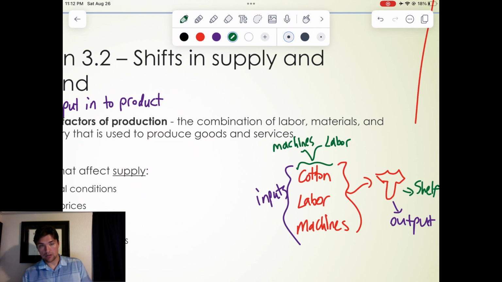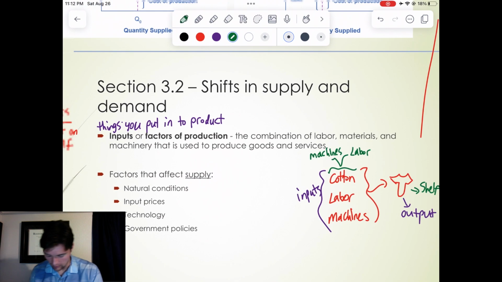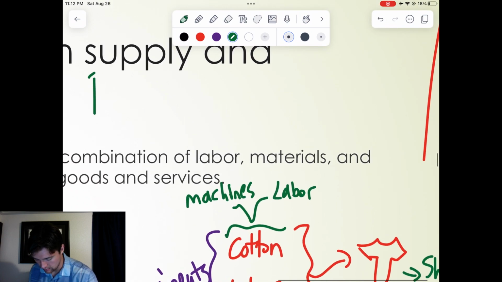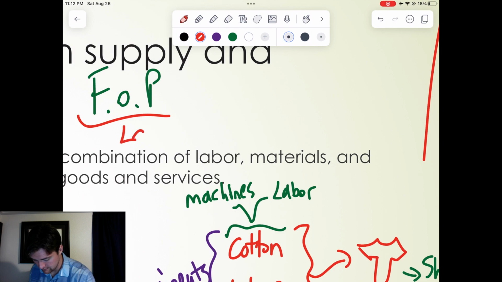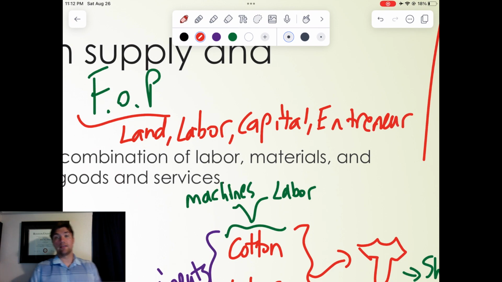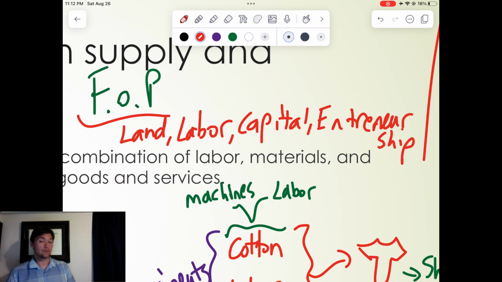And the factors of production, just so you know, are, let's call it FOP, land, labor, capital, and entrepreneurship. And so land is anything from the earth. Absolutely anything from the earth. It could be water, it could be dirt, it could be plants, right? It's everything from the earth.